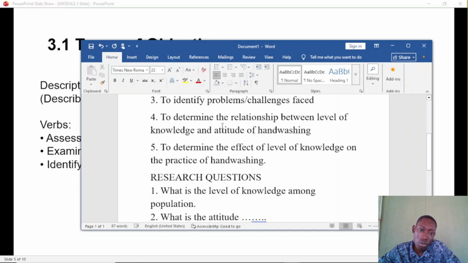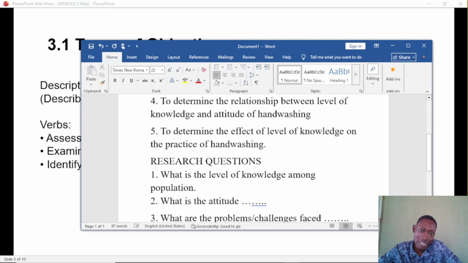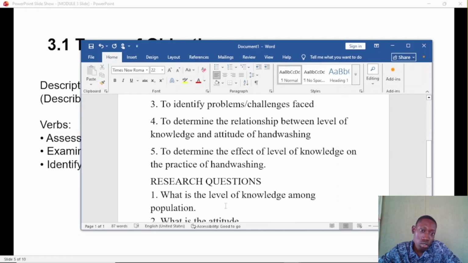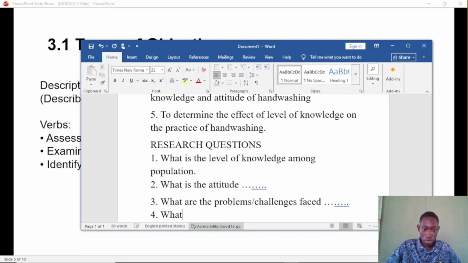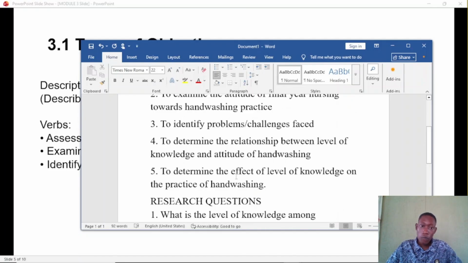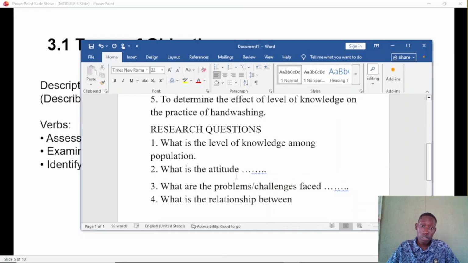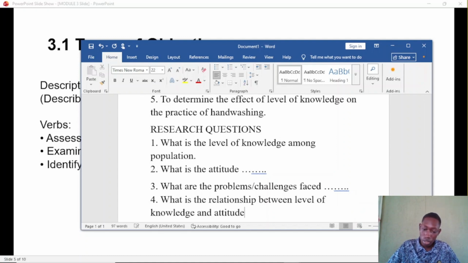It will answer the question of what is the relationship. What is the relationship? That is the question it will answer. So since there is a question there, why not include it here? So you just turn it to determine the relationship. What is the relationship between level of knowledge and attitude? Between level of knowledge, attitude, then you insert the rest like that.